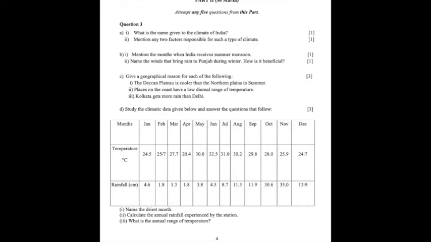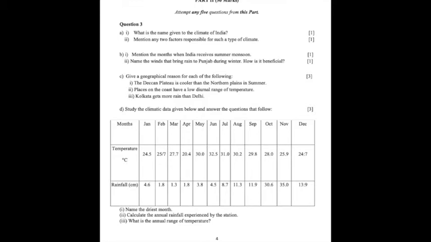Okay, so the winds that bring rain to Punjab would be temperate cyclones and the growing rabi crops. Then C, give geographical reasons for each one. The Deccan Plateau is cooler than the northern plains in summer. I wrote because the Deccan Plateau is at a higher altitude than the northern plains. Since temperature decreases as altitude increases, it's cooler at higher elevations.